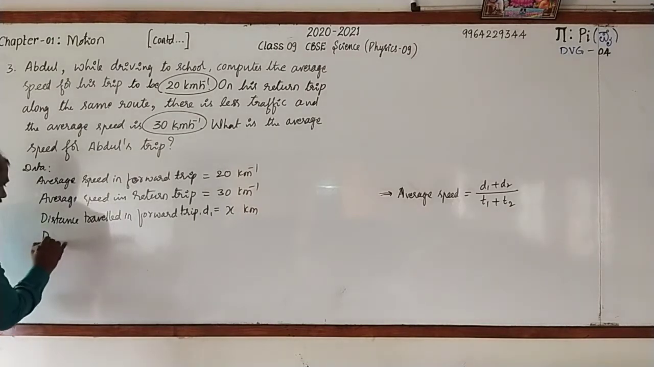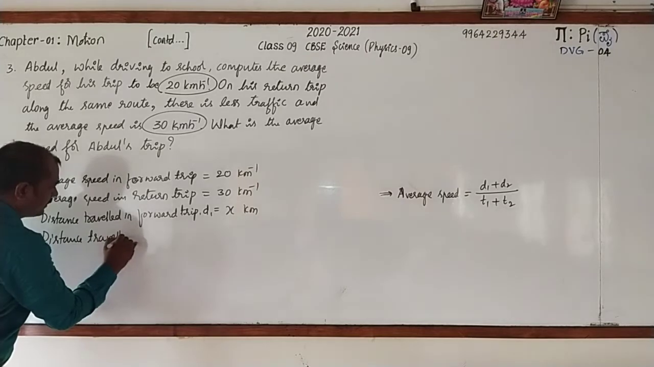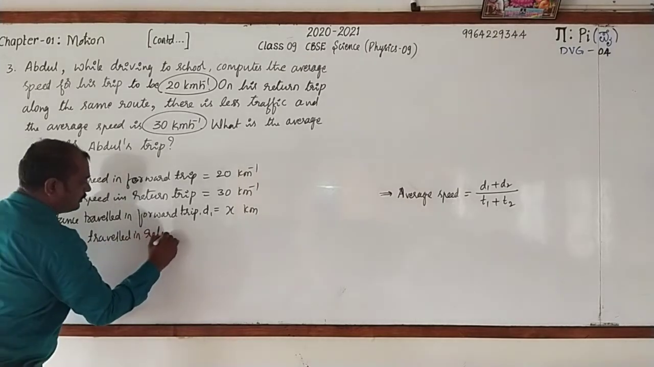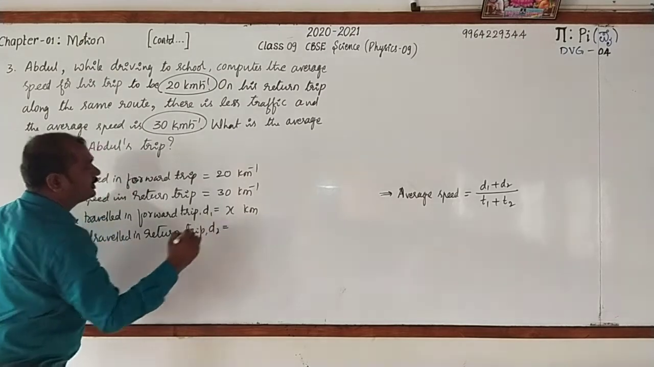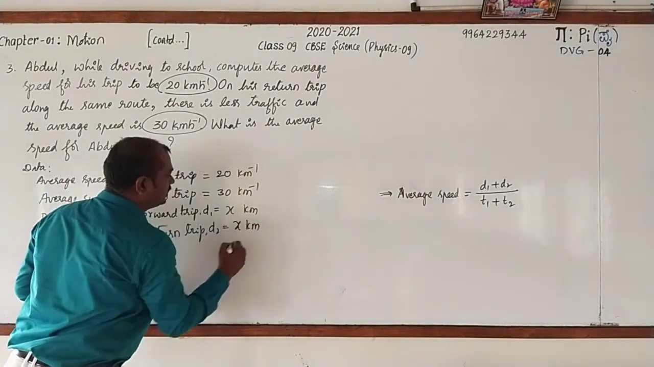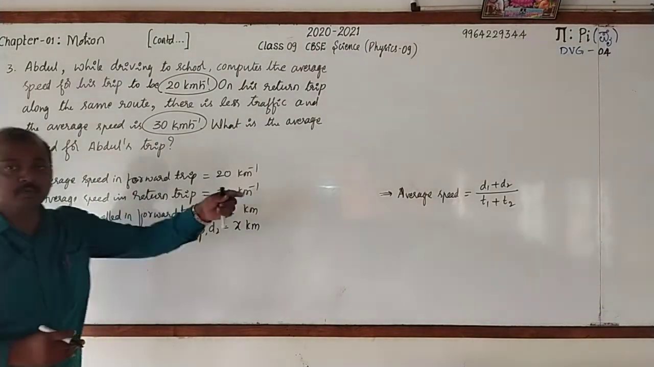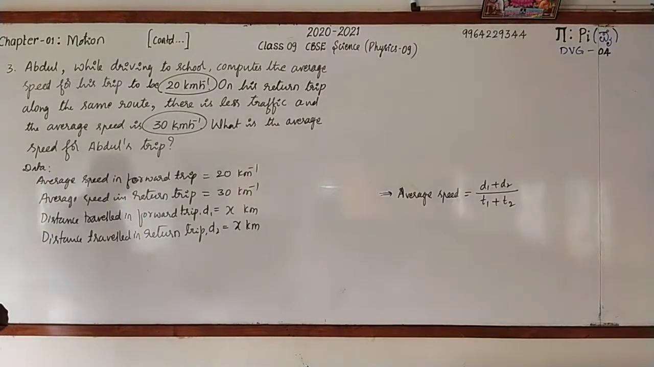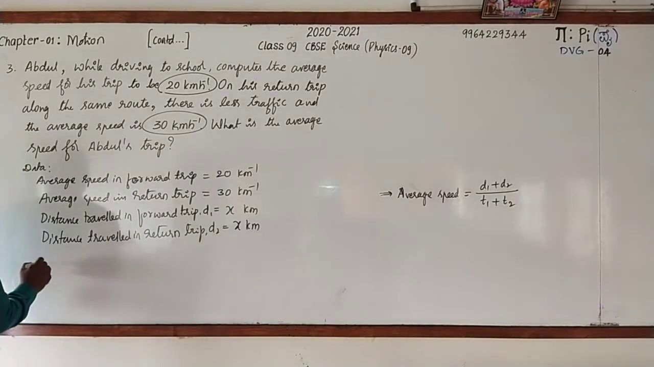Let us go for finding again distance traveled in return trip. How much? You may call it as d2. That is also same distance, x kilometer. See that we got d1 and d2. Next we want t1 and t2. Then time taken in forward trip. Here I'll go for calculation.